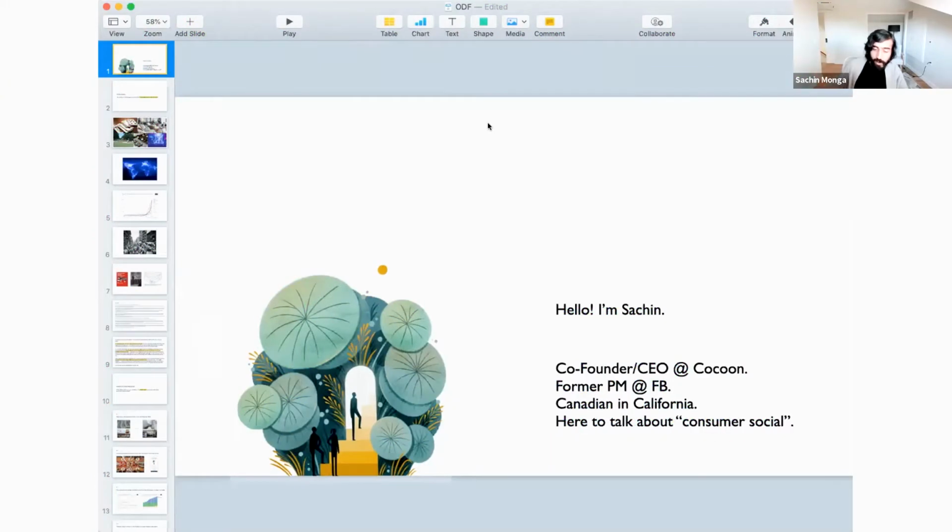I'm Sachin, and I am the co-founder and CEO of a company called Cocoon. It's a new kind of social app. It's organized around small, tight-knit groups, and the goal is just to help that group feel closer to one another every day. That's kind of our raison d'etre, what we're trying to do.